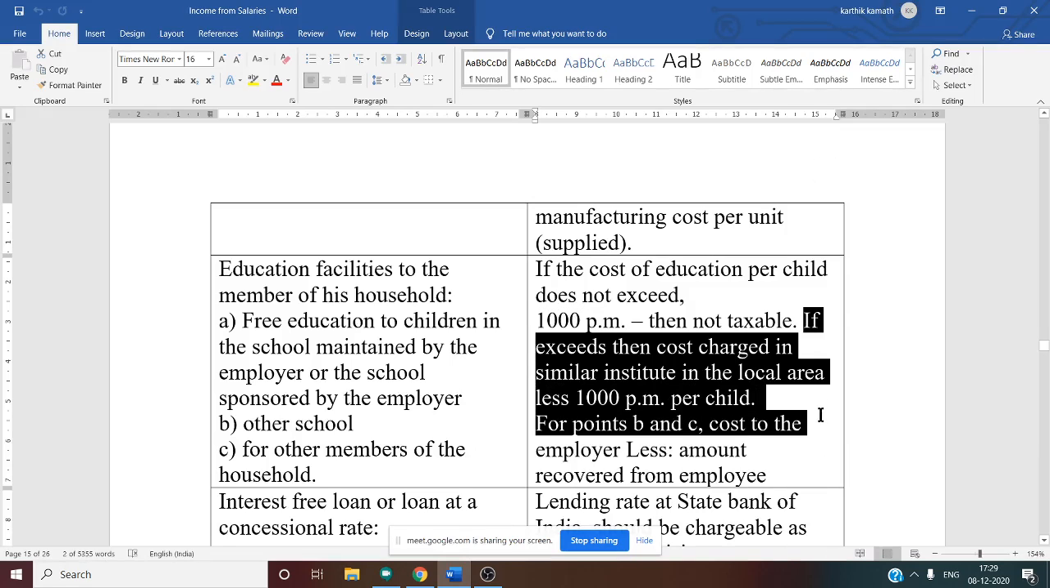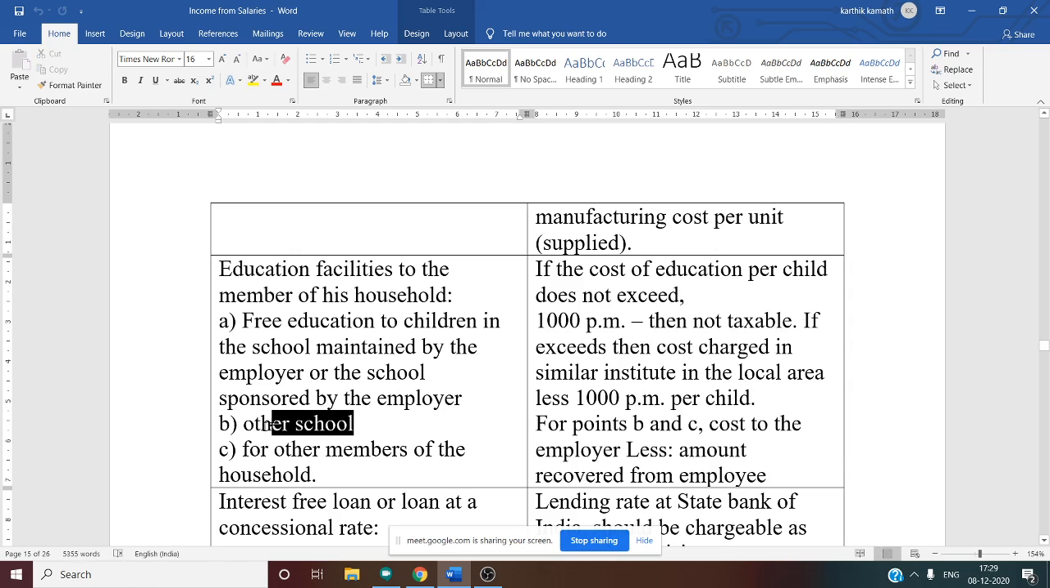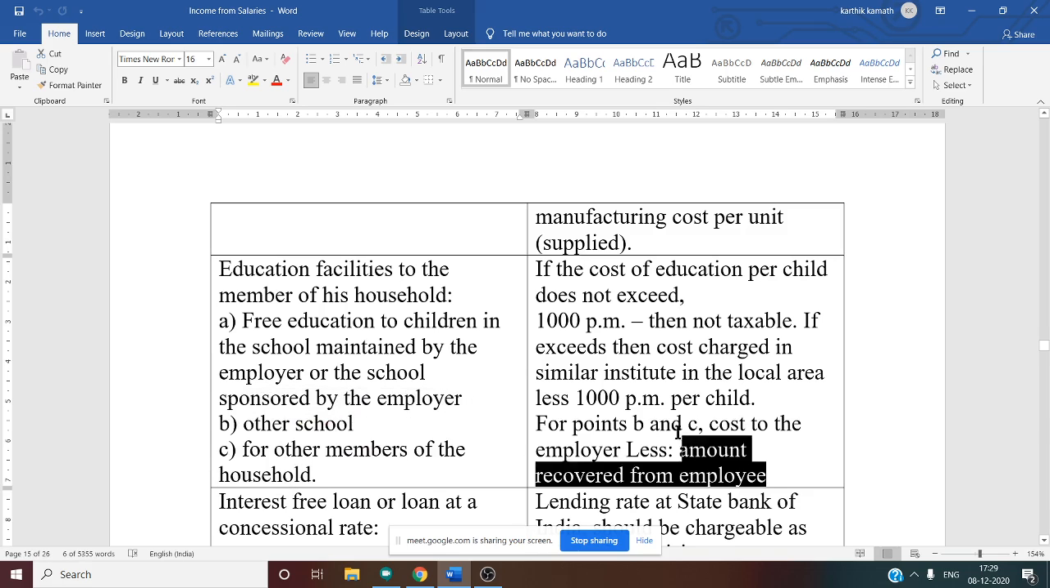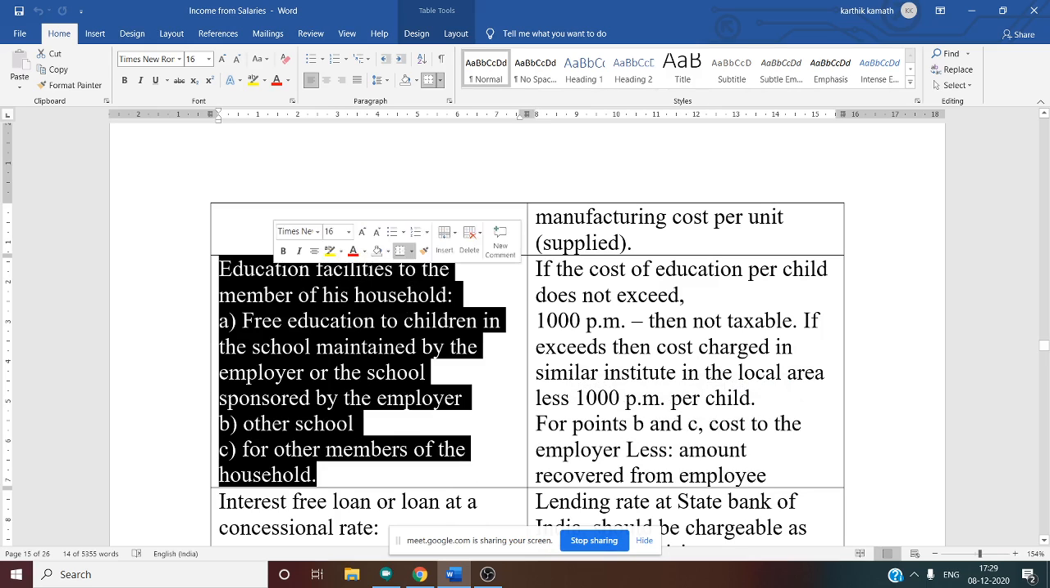If it exceeds, then cost charged in a similar institute in a local area less than 1,000 per month per child, for point B and C. That is, point B and C means here other schools, for other members of the household. In that case, what happens? Cost of the employer or cost to the employer must be taken. Less amount recovered from the employee should be deducted from the cost to the employer. Yes. So that is about educational facility provided to employees' children.